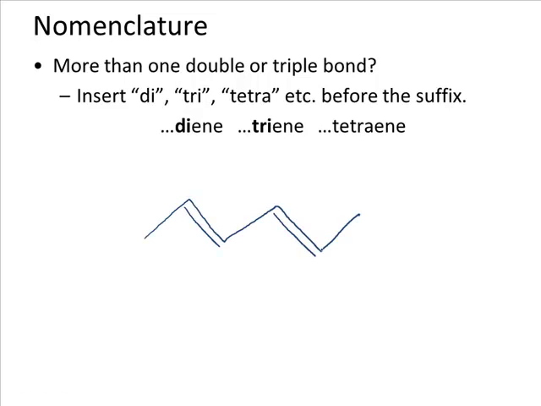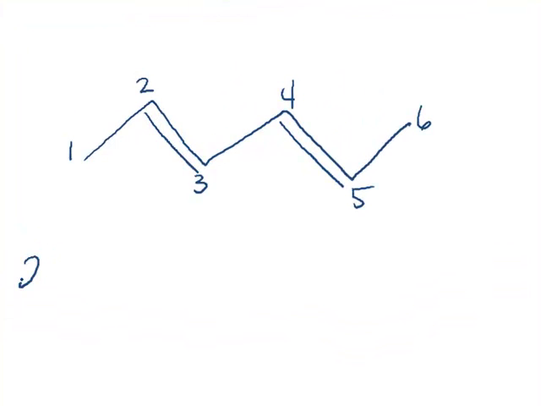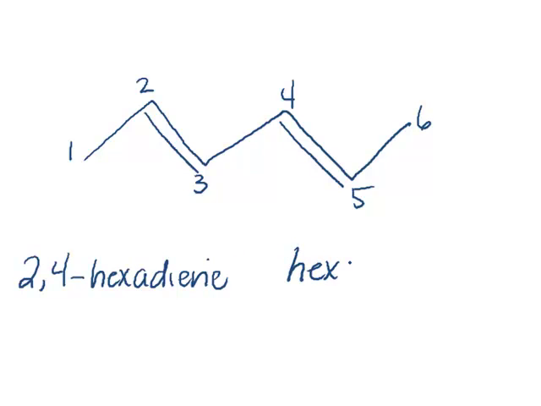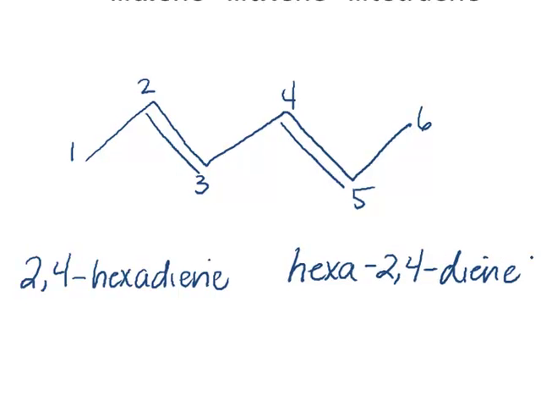So for example, a molecule like this, which has double bonds on both the 2nd and the 4th carbon, could be named in 2 different ways. One would be to name it 2,4-hexadiene. The other would be to split the name. We'd call it hexa-2,4-diene. Either one of these would be correct.